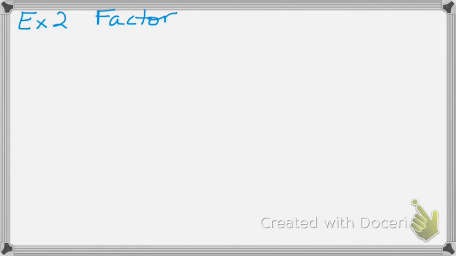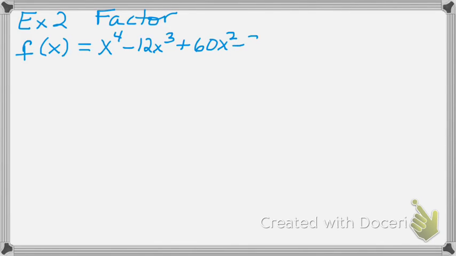We want to factor f of x equals x to the fourth minus 12x cubed plus 60x squared minus 300x and 875. Okay, and they're going to give you one piece of information.